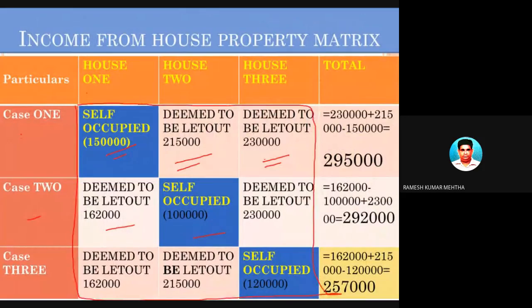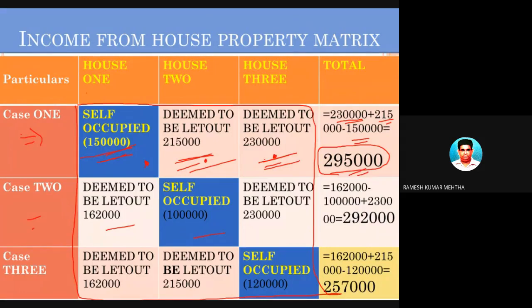Now case number 1. 1,50,000 is the loss from the first house, 2,15,000 is the profit, and 2,30,000 is the profit. So what is the case 1 income? It is 2,30,000 plus 2,15,000 minus 1,50,000, which is the income when house number 1 is self-occupied and house numbers 2 and 3 are deemed to be let out: 2,95,000 rupees.